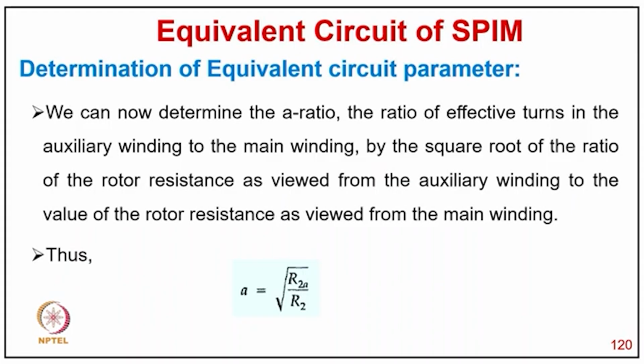Now we can determine the ratio A, the ratio of effective turns in the auxiliary winding to the main winding, by the square root of the ratio of the rotor resistance as seen from the auxiliary winding to the rotor resistance as seen from the main winding. Thus, A equals the square root of R2A upon R2. I mean the rotor resistance measured with respect to the auxiliary winding and the main winding.